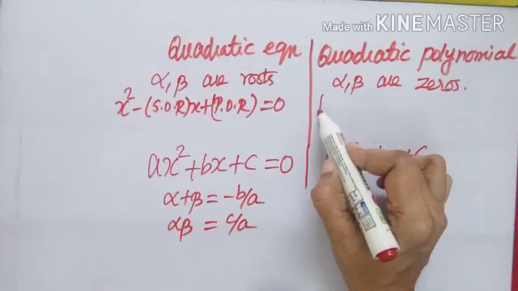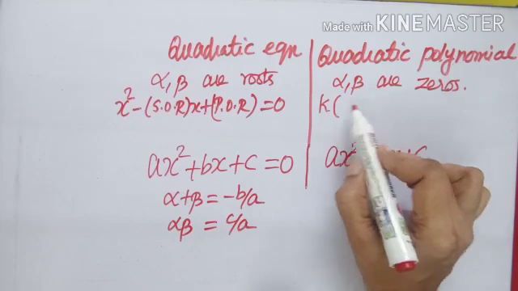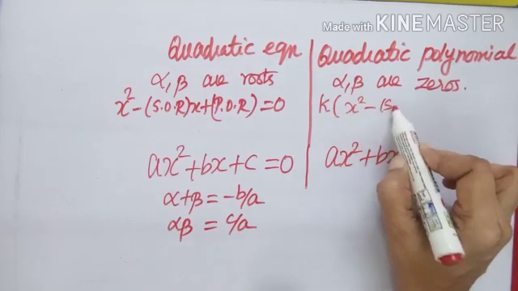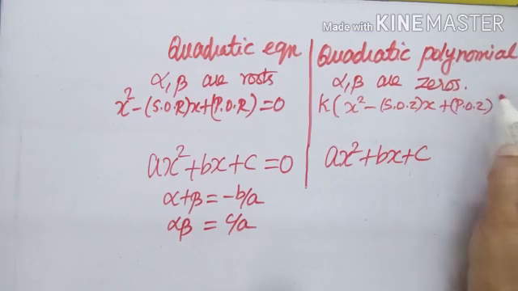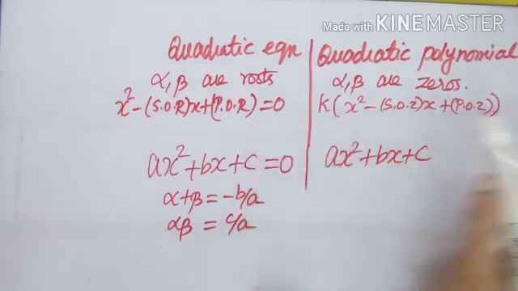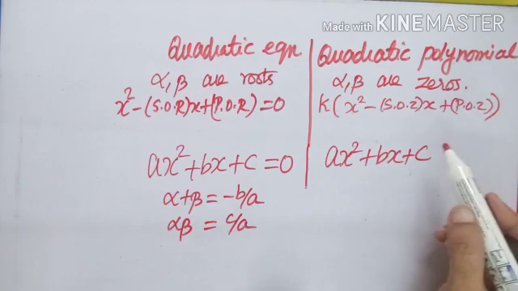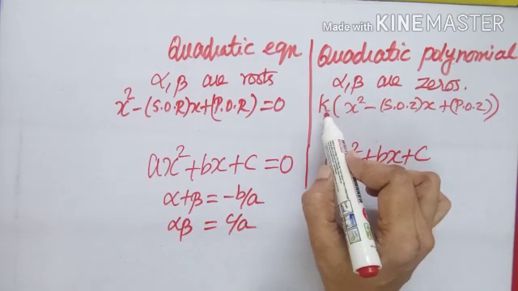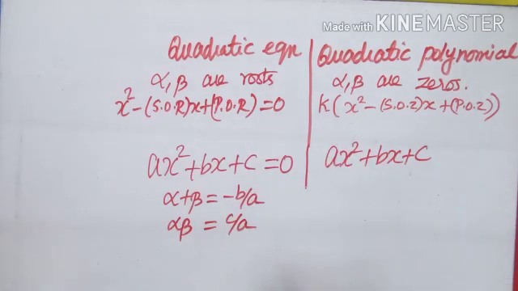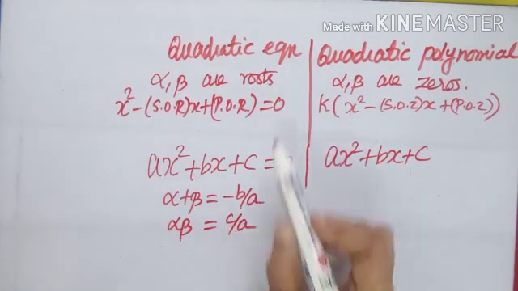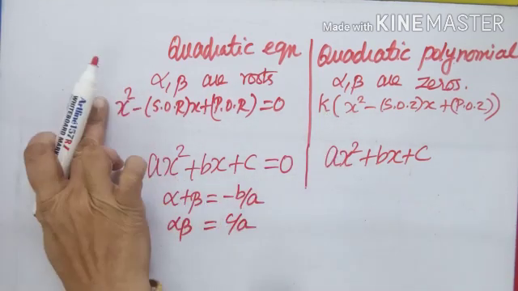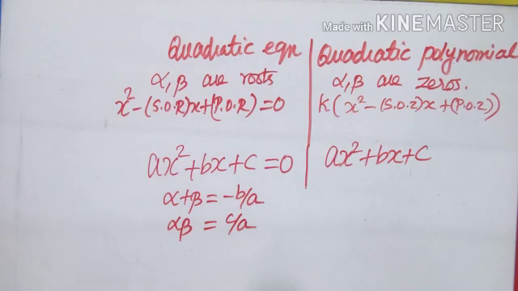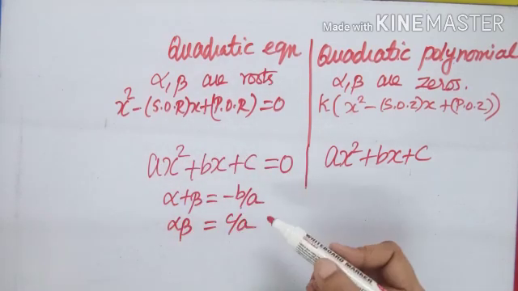Yes, but remember, put a k extra. x square minus sum of the zeros into x plus product of the zeros. But very important, we do not put equal to 0. So k will come. This k has to be found out from the given conditions. But in a quadratic equation, right hand side 0 implies I need not put any k here because 0 by k is 0. So we have sum of the roots and product of the roots as before in 10th standard.